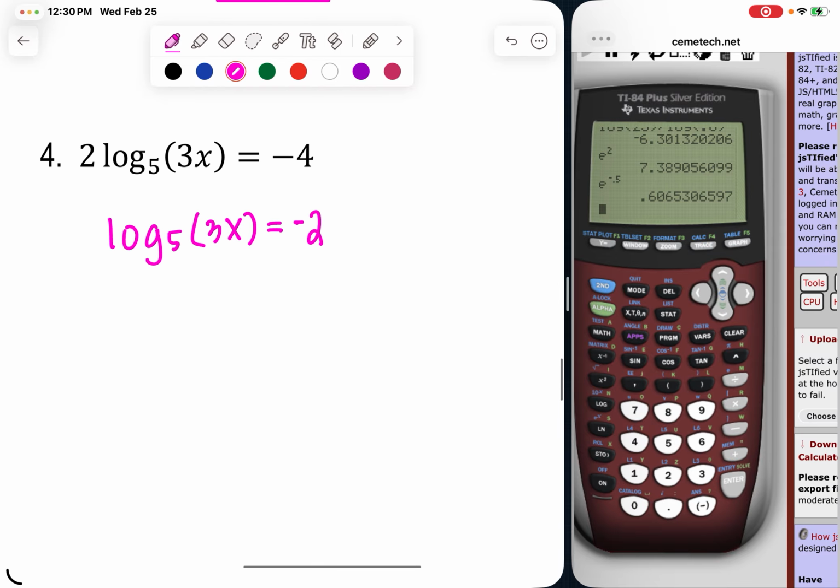And then I'm going to rewrite in exponential form. So I have 5 to the -2nd power is equal to 3x. 5 to the -2nd power is 1/25, is equal to 3x. Divide by 3, or multiply by a third, and I have x equals 1/75.